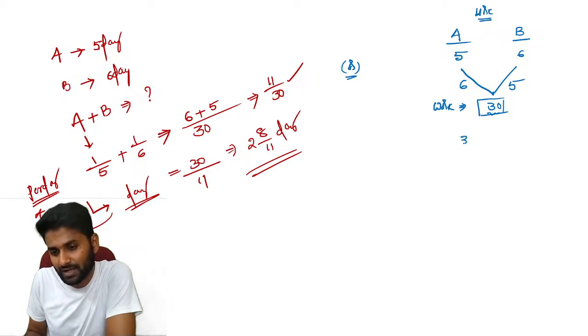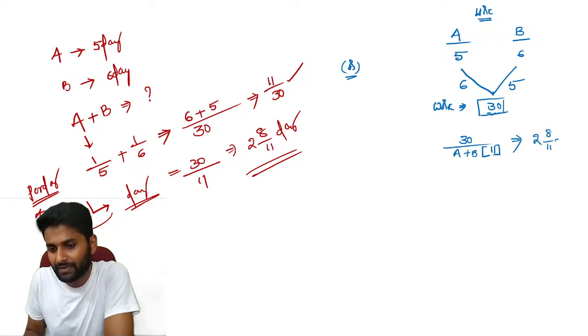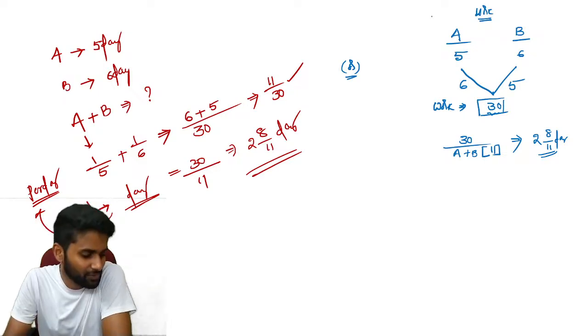Now here the question. If 30 units of work, now we are assigning A and B together. If A, B together, they will complete 11 units in a day. For 30 units, how much time does it take? 2 8 by 11 days. So learn this method, you can save your calculation.